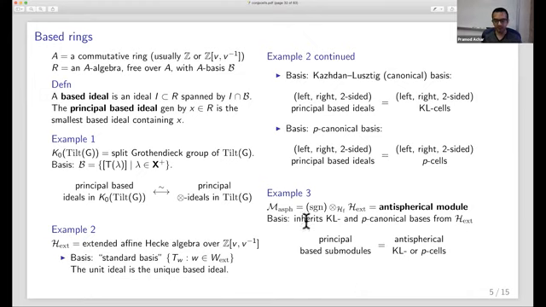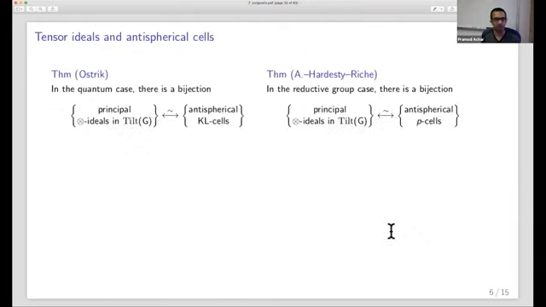Okay, so I want to use this concept of anti-spherical cells, which are exactly principal based submodules in the anti-spherical module, to tell you a theorem about the motivating problem. So here's a statement of the theorem. The quantum case is due to Ostrik, and the reductive case is due to Hardesty and Riche, and I wrote it down. I'm going to sketch the proof, and the proof is identical to Ostrik's proof. What we did was just observe that you can copy Ostrik's proof in the reductive case.